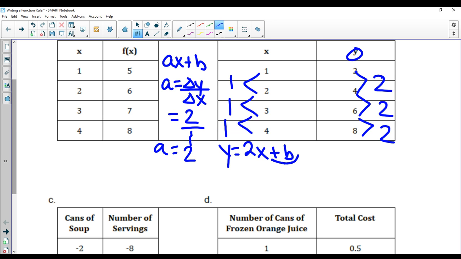Let's see if we need to add anything here for b now. Okay. So I'm gonna take 1 and stick it right here in 2 times x. So 2 times 1 is 2. And that's what I had. Let's make sure. Let's try 2. Put the x in here. 2 times 2 is 4. 3 times 2 is 6. 4 times 2 is 8. So it looks like I'm not adding anything here on the end, so we can just say our function is 2x.